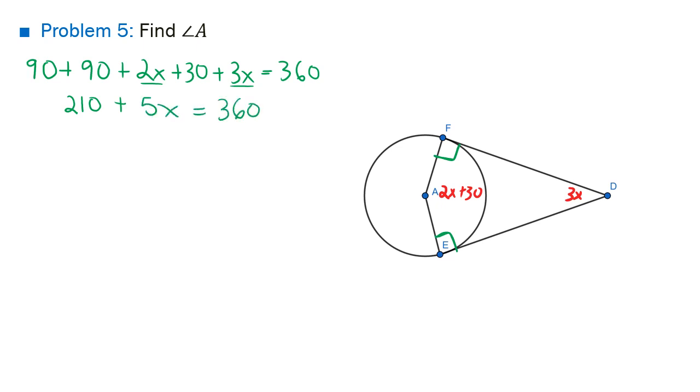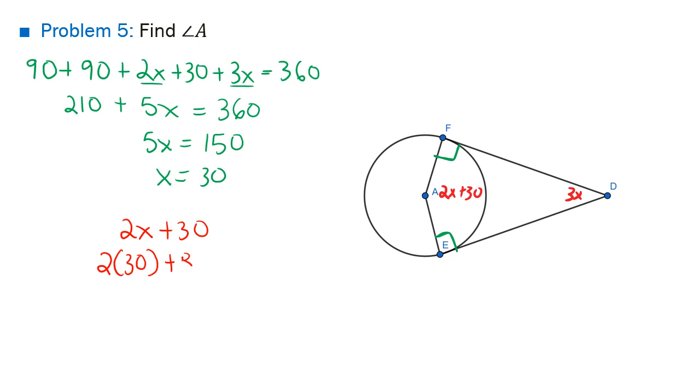We want to get x by itself by subtracting 210. So we're going to have 150. Divide both sides by 5. We're going to get 30 for our x. Now it wants to know what the measure of angle A is, so we're going to substitute into the expression 2x plus 30. Going to plug in 30 for x. We're going to go ahead and do a little math. So 2 times 30 is 60. 60 plus 30 is 90. So angle A is 90 degrees.